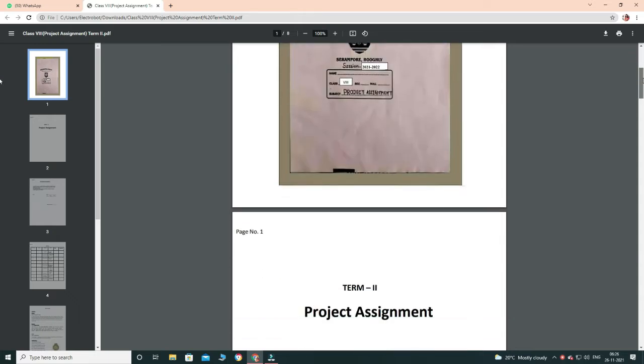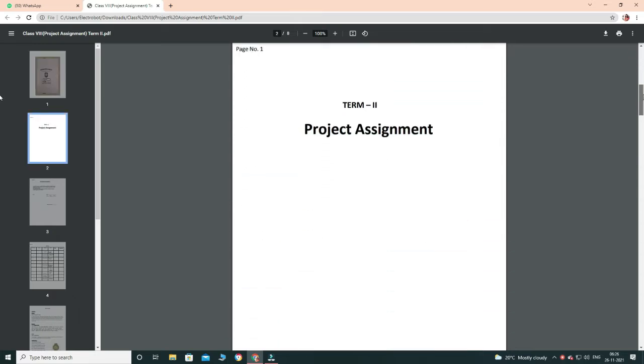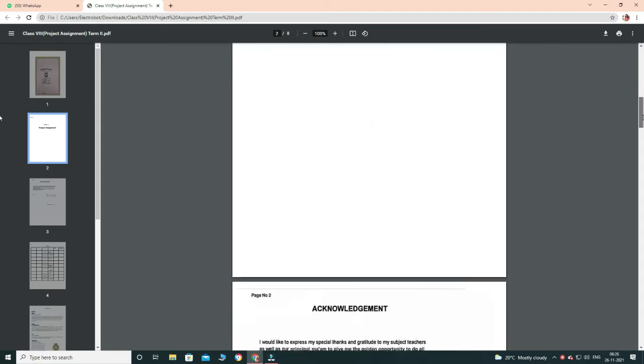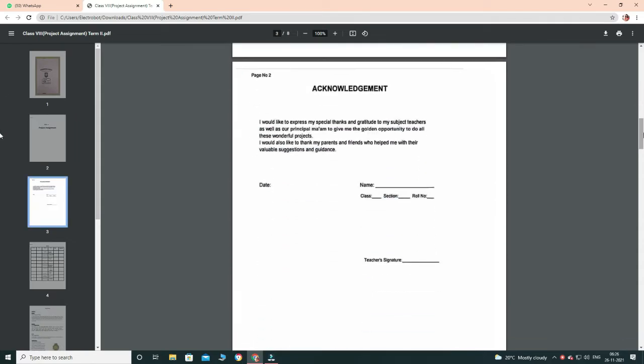Now we are coming to page number 1. Page number 1 means where for term 1 you have written the bibliography. On the next page you have to write the term 2 project assignment. Next we are moving to page number 2, where you need to write the acknowledgement. This is the acknowledgement you have to write on page number 2.